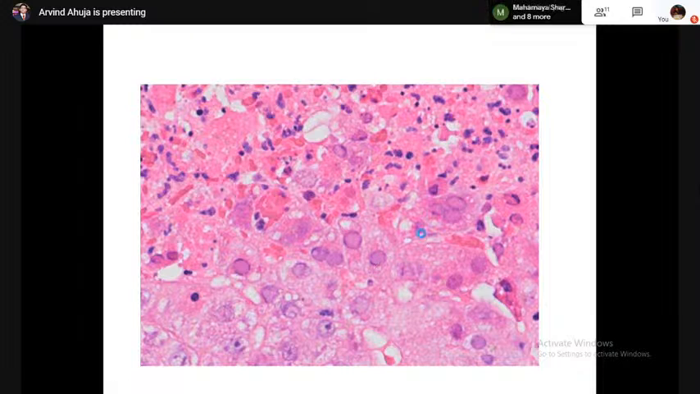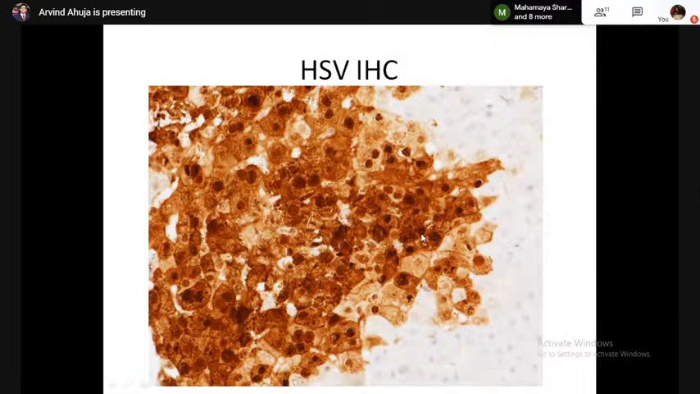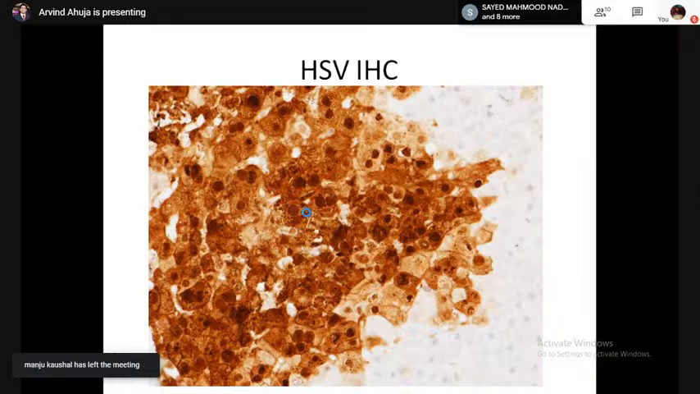And then ISH was done for HSV, herpes simplex virus. It was showing strong cytoplasmic as well as nuclear positivity. So it was an HSV related hepatitis.